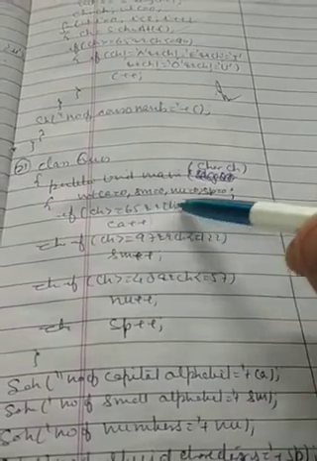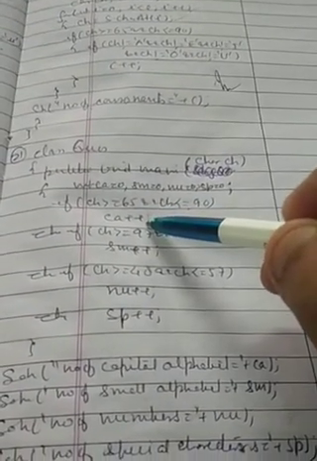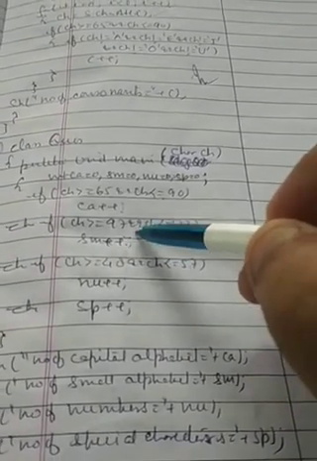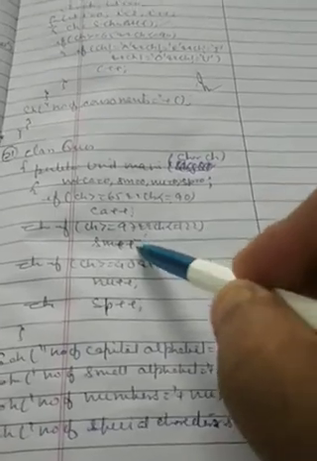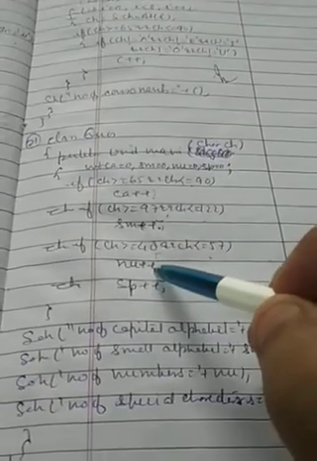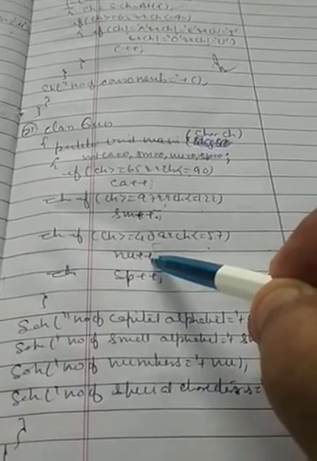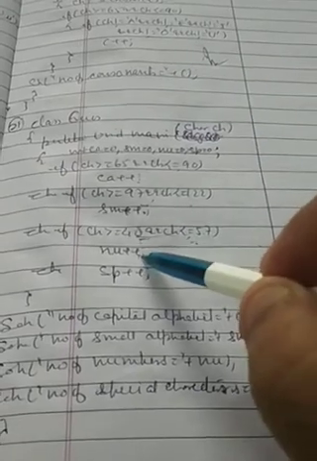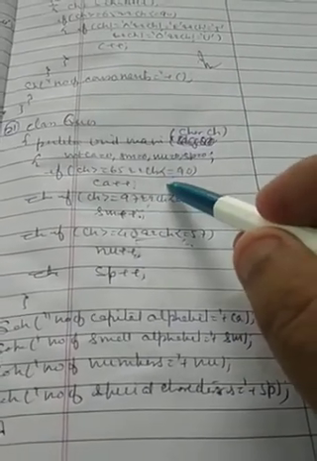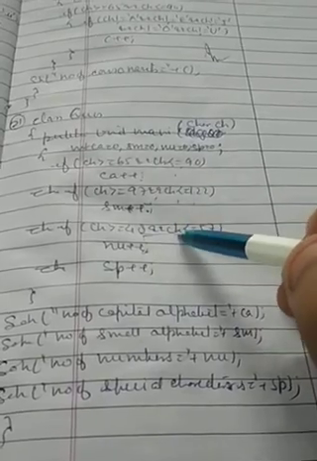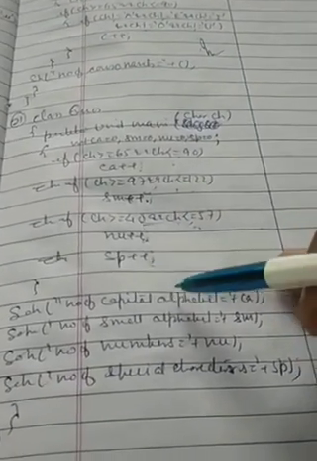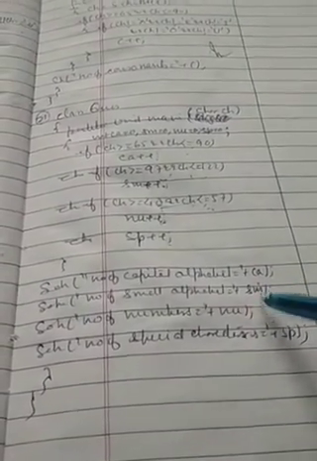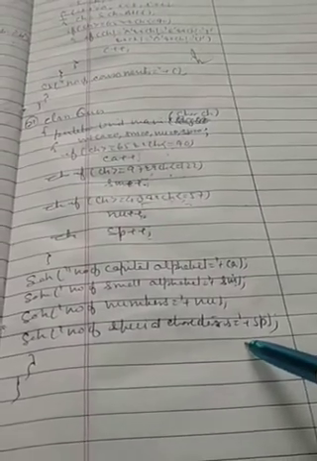If the ASCII code is between 65 to 90, it is a capital alphabet. If the ASCII code is 97 to 122, the character is a small alphabet. If the ASCII code is 48 to 57, then it is a number, and we count it. And if it is neither a capital alphabet, nor a small alphabet, nor a number, then it is a special character. Then we print it out: the number of capital alphabets is CA, small alphabets SA, numbers NU, and special characters SP.